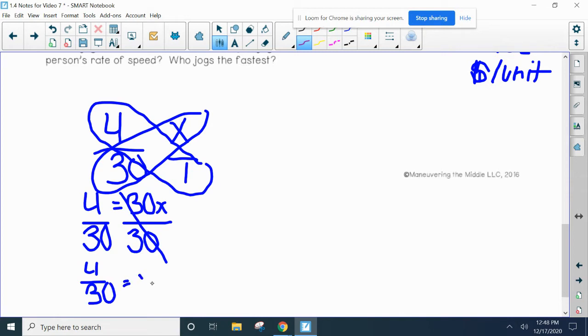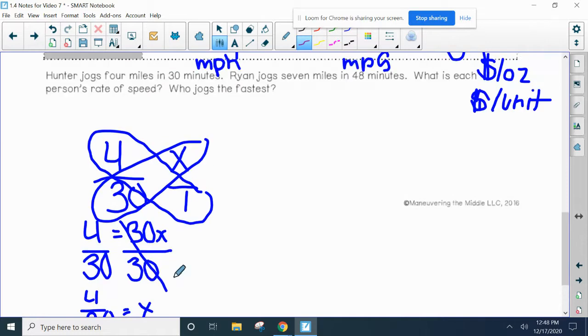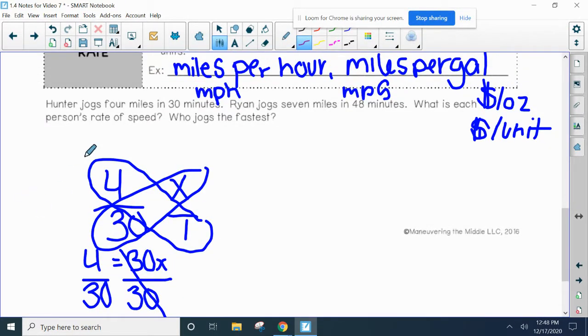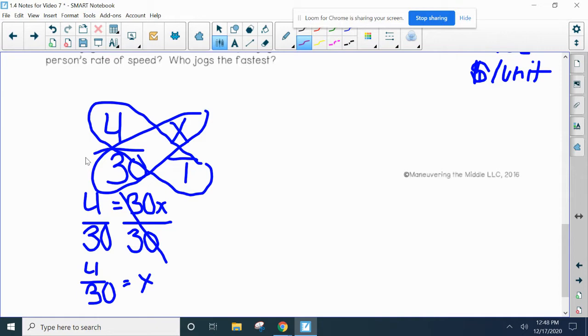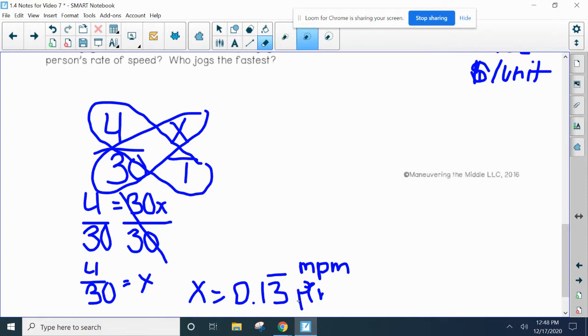So what we're going to do is divide that out. Who is this? 4 over 30 is Hunter. Once I divide that out, x is going to be equal to 0.13 repeating miles per minute. I'm just going to put MPM, miles per minute.